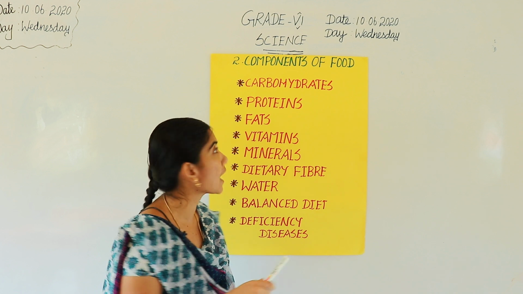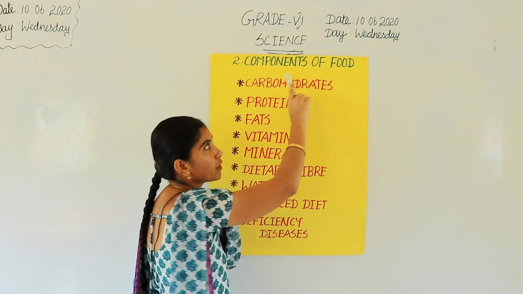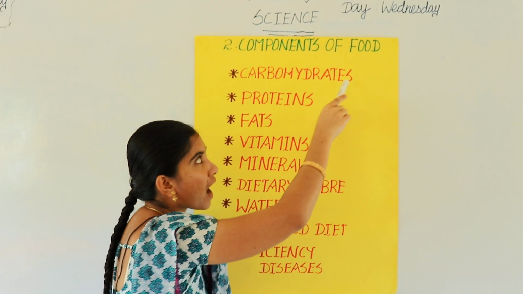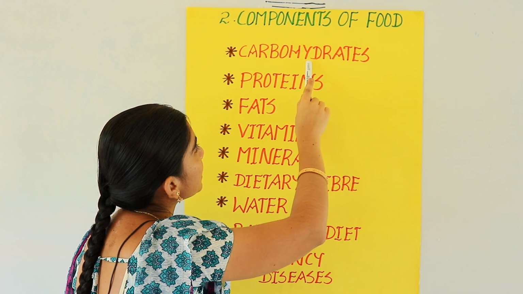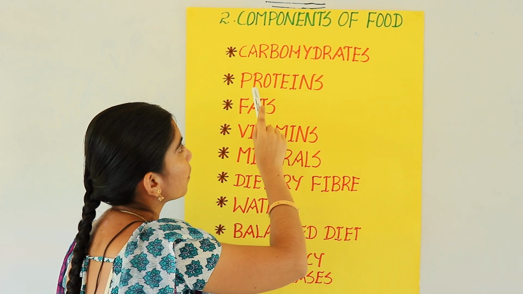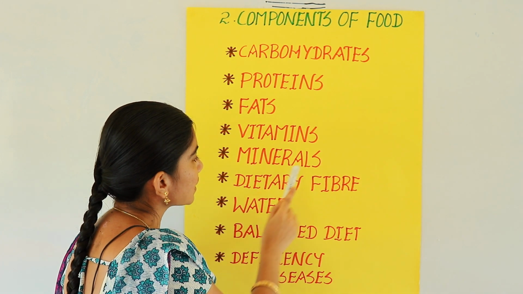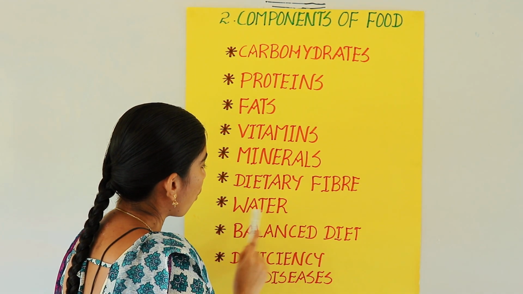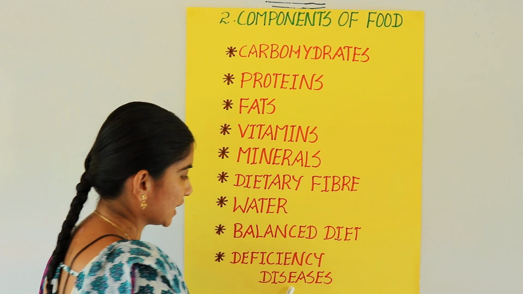Now we are going to see about components of food. What is meant by components of food? Components of food means the parts present in the food. What are the parts present? Carbohydrates, proteins, fats, vitamins, minerals, dietary fiber, water, balanced diet, and the last one is deficiency diseases.